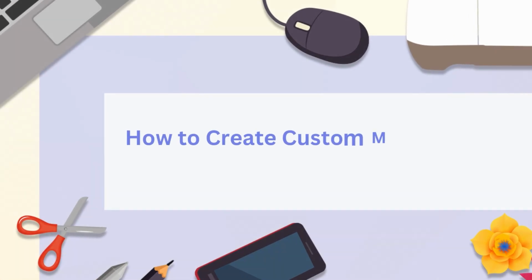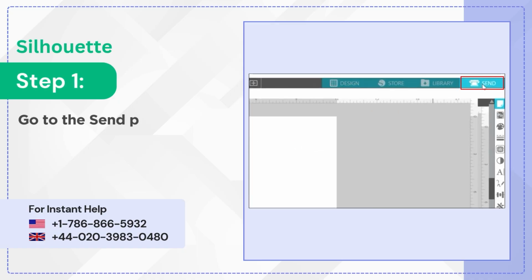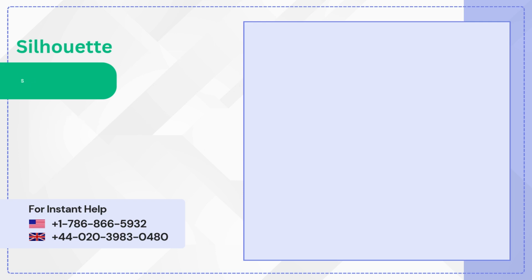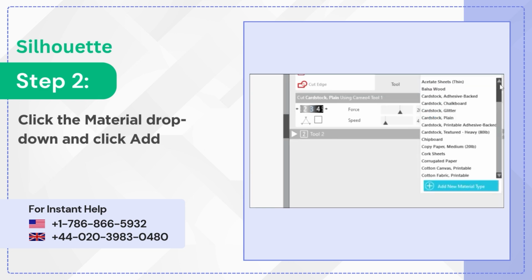How to create custom material settings in Silhouette Studio. Step 1. Go to the Send panel. Step 2. Click the Material drop-down and click Add New Material Type.